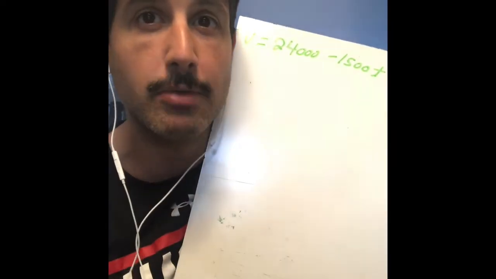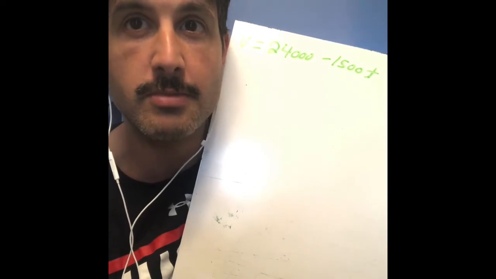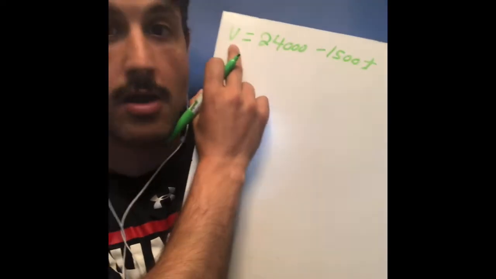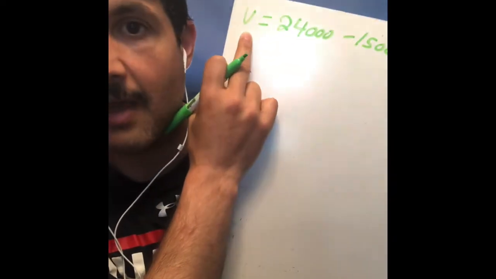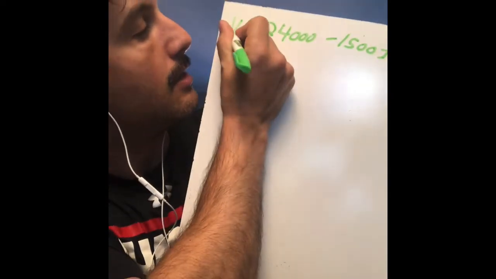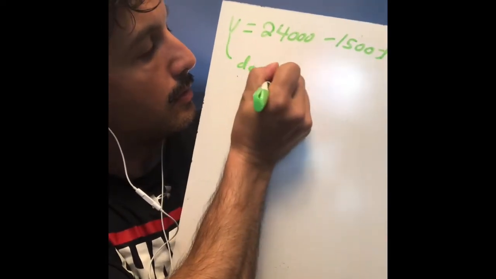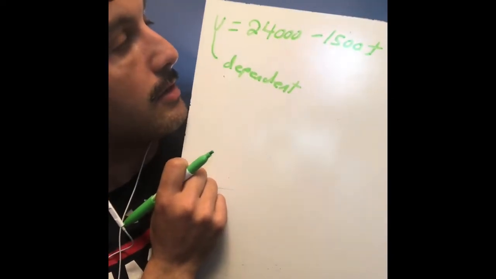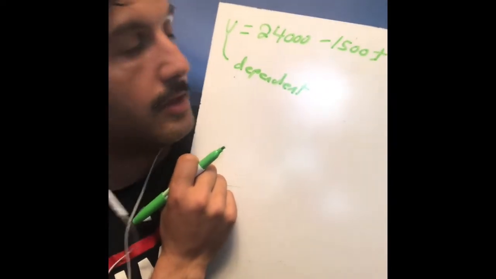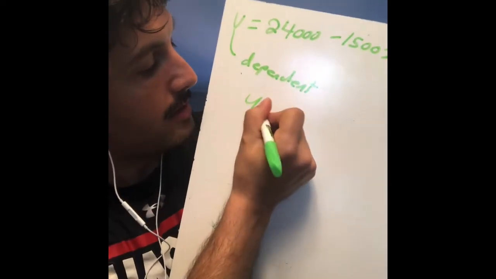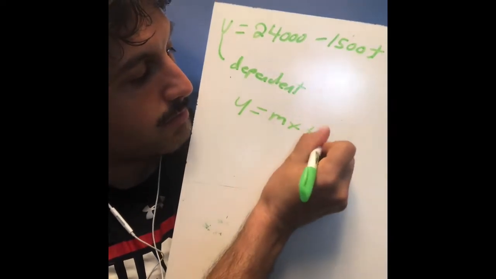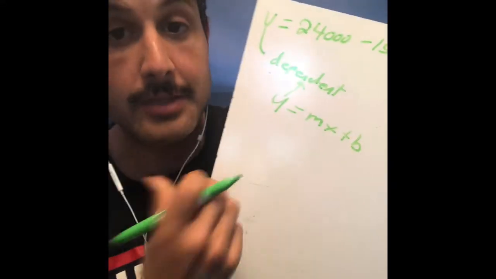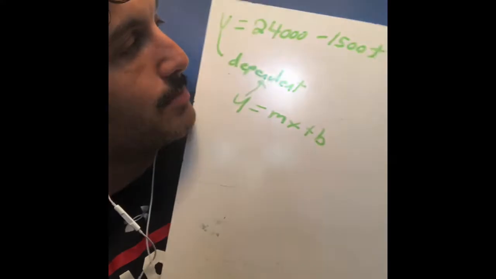Now, the question says label the variables and use the equation to determine the value after 7 years. So first of all, we need to label the variables. The value of the car is what we're measuring. We want to know what the value of the car is. So that is dependent. The y, typically, in this case, is a v, but in most cases, it's going to be y equals mx plus b, and the y is dependent. And that's also the y-axis. That's why we use y. So that's the dependent variable.